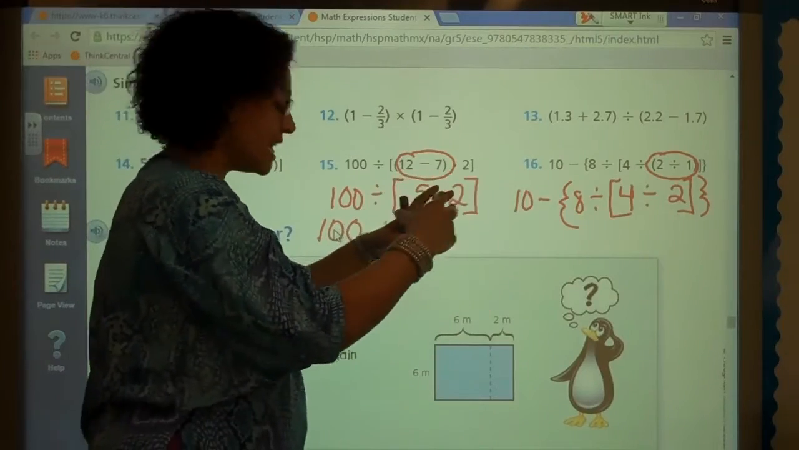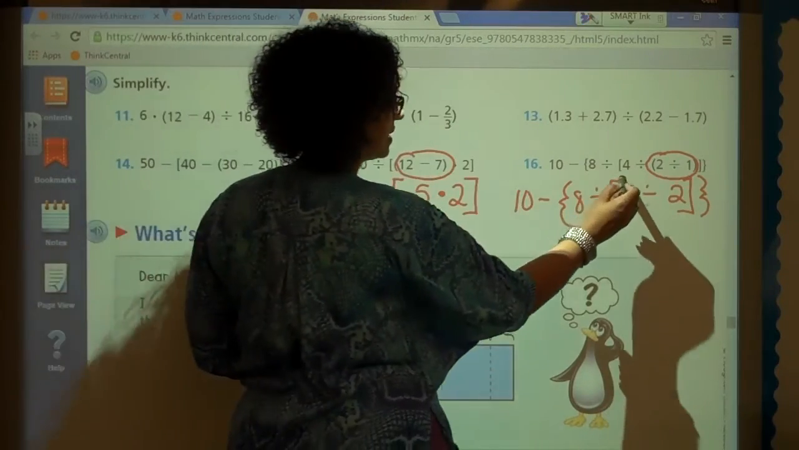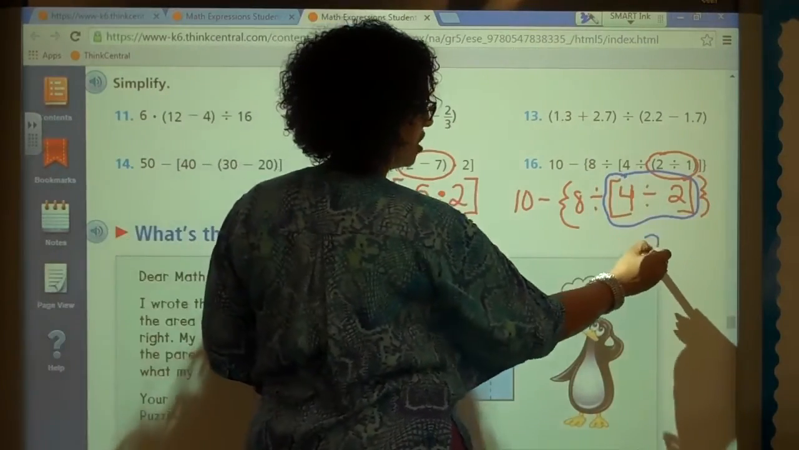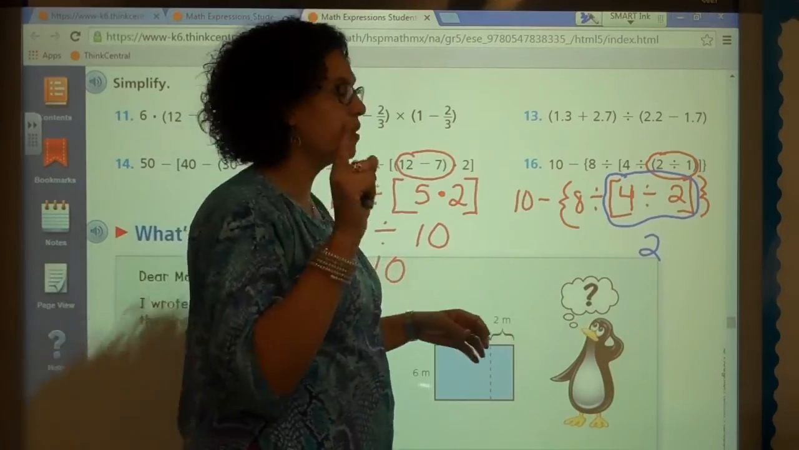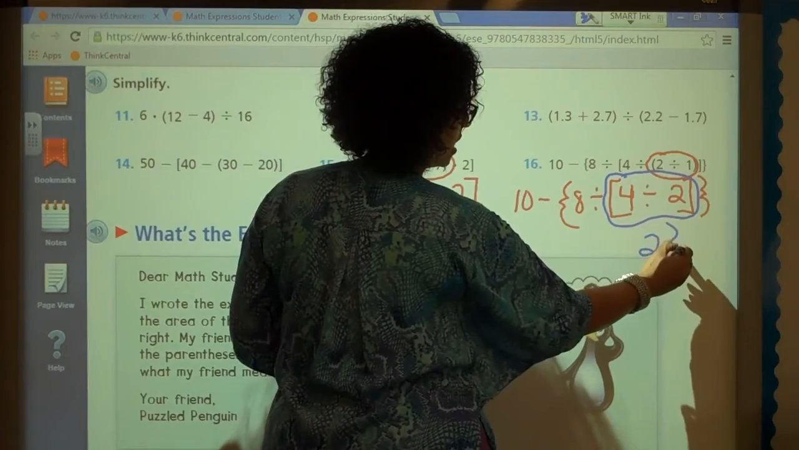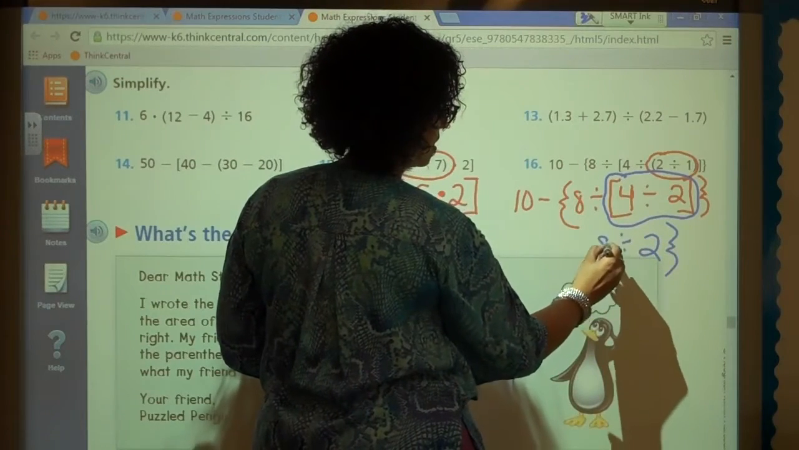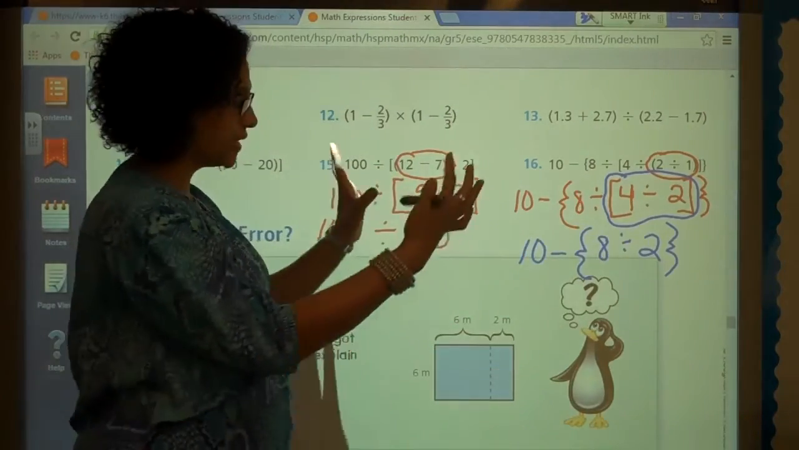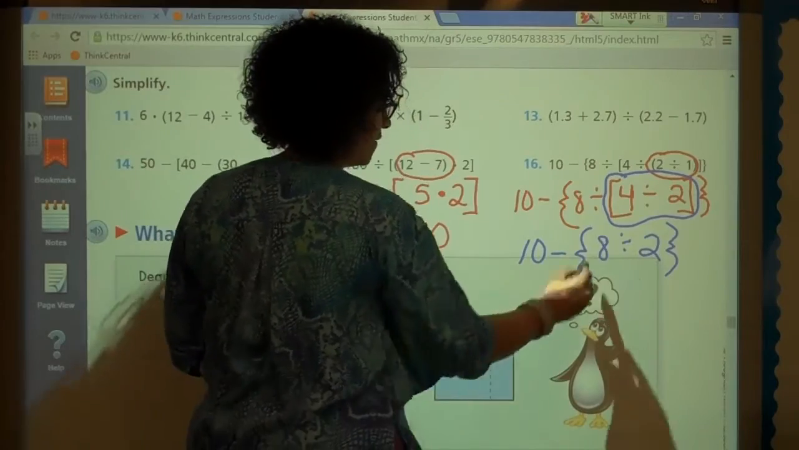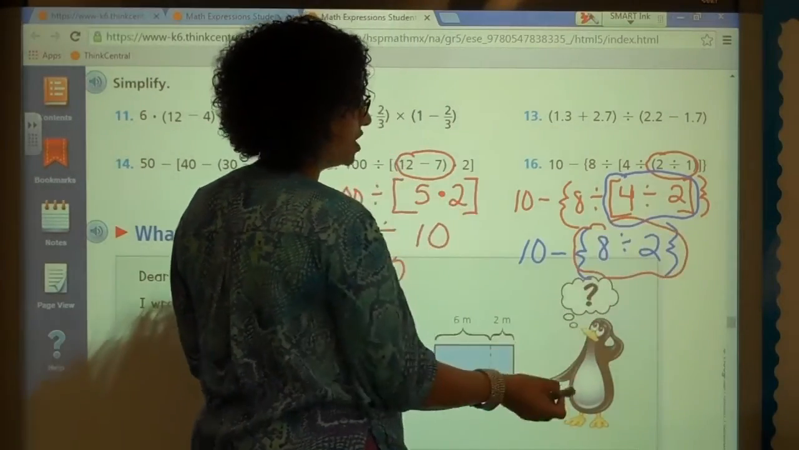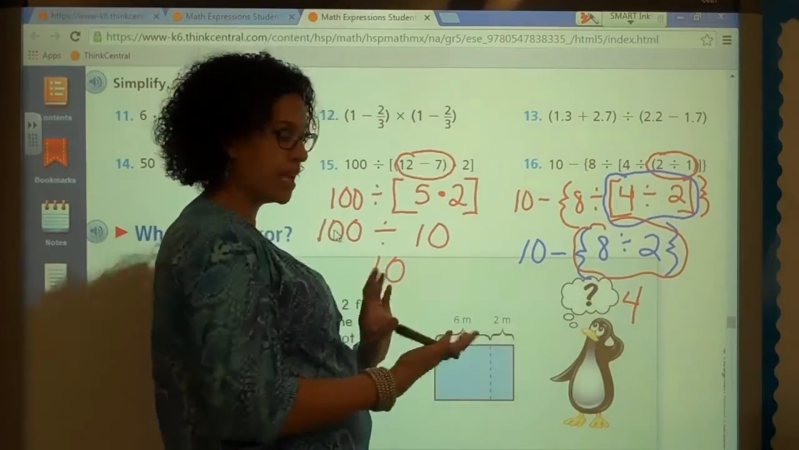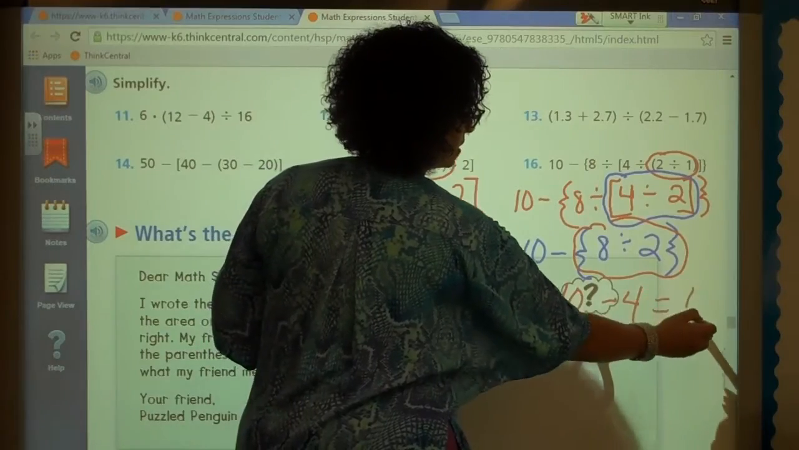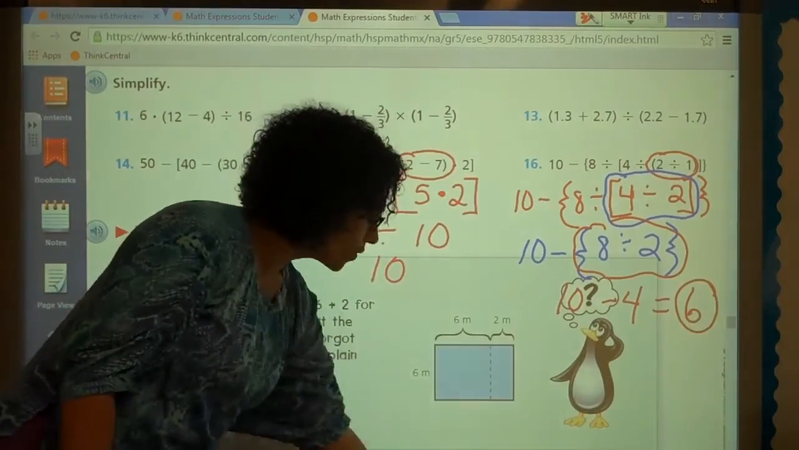Now again, I'm going inside. What do I have to do next? On the inside is 4 divided by 2. That's 2. Everything else gets pulled down, including those grouping symbols. So here's this, divided by 8. Here's this, minus 10. So now what do I have left inside a grouping symbol? All I have left is 8 divided by 2, which is 4. Bring everything else down, minus 10. And what am I left with? 6 as my answer. Okay?